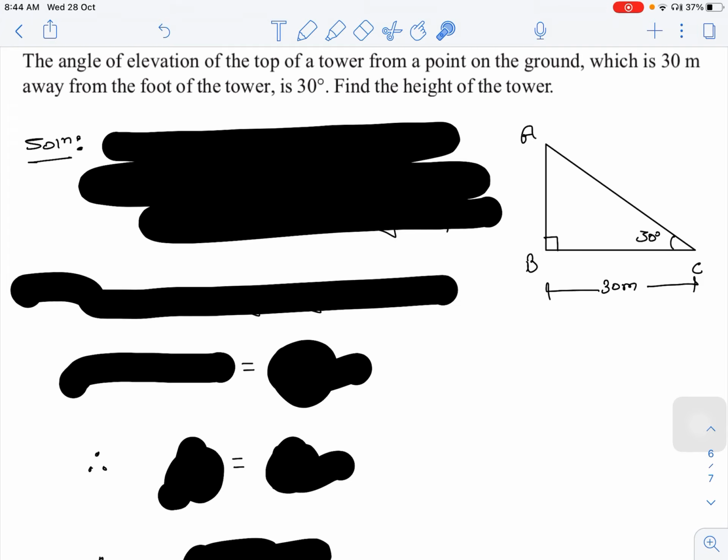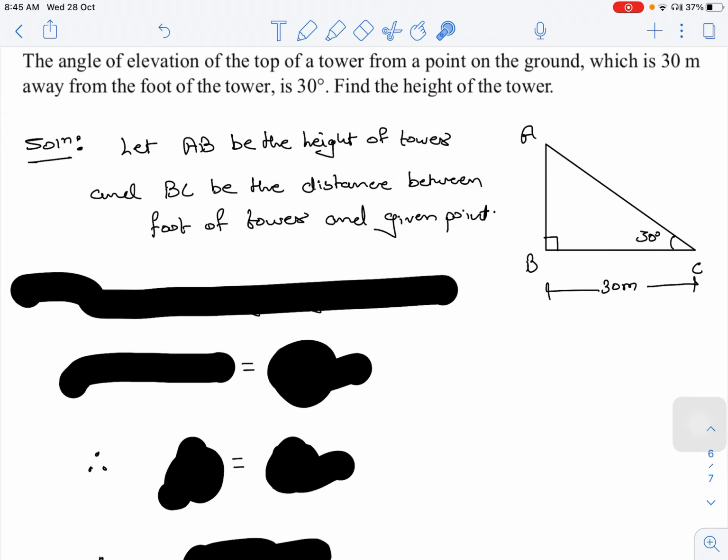So now we are given a condition that a tower is present. From the foot of the tower at a distance of 30 meter, a point is present. From this point, if we look at the top of the tower, then the angle of elevation is 30 degree. With this given information, we have to find the height of the tower, that is, we have to find the value of AB. Again, same condition, so first we have to mention: let AB be the height of the tower and BC be the distance between the foot of the tower and the given point.